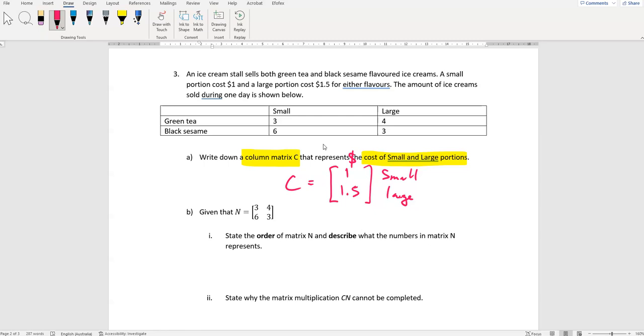Alright, given that matrix N is 3, 4, 6, 3 in rows, they're going down, state the order of the matrix and describe what the numbers actually mean. So this is a 2 by 2 matrix. Alright, so that guy is a 2 by 2 matrix. Now what do the numbers mean? Anyone get a hand up? What do the numbers mean? What does it tell us? Number of ice cream sold? Yeah, for each flavour? Yes. And for each size. Alright, good.